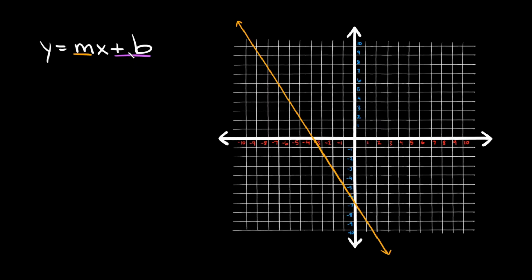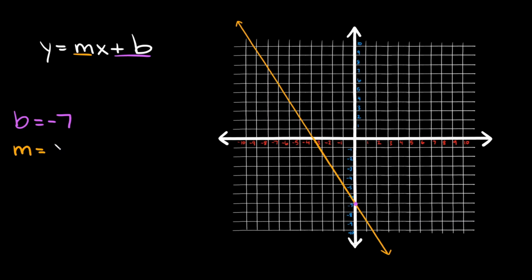Again, the first easy thing to figure out is your y-intercept. That's just where this line hits your y-axis. So it hits the y-axis right here at -7. So we know our y-intercept, b, is equal to -7. Now let's figure out what m is equal to.